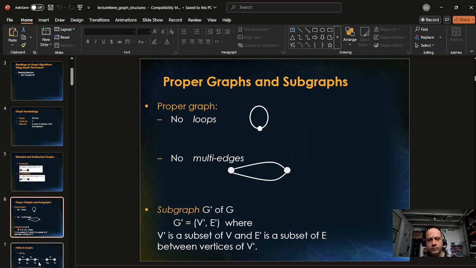Proper graphs and subgraphs. So in a proper graph, you would have no loops and no multi-edges, meaning you'd only have one edge between two given nodes, right? A subgraph G prime of G would be established as the vertex set V prime and edge set E prime, where V prime is a subset of V, and the capital E prime edge set is the subset of E between the vertices of V prime.